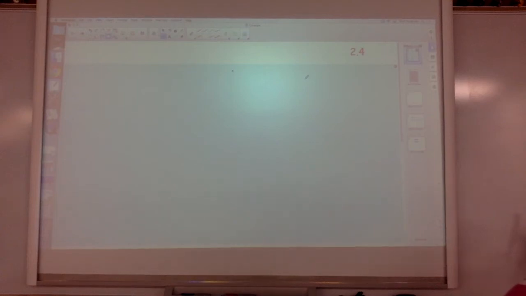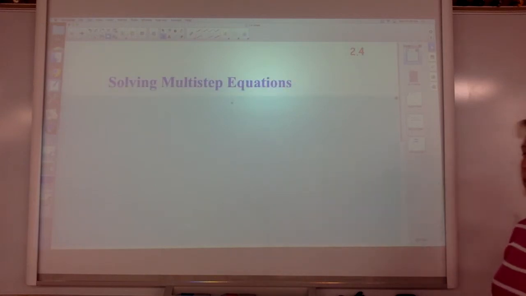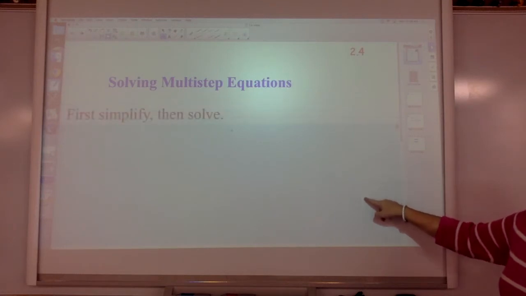Okay, here are your notes for section 2.4 in algebra. We're still solving equations. Get a calculator and have it handy. Plan on showing every step because now we're solving multi-step equations. Instead of just one or two steps, we're going to take more.